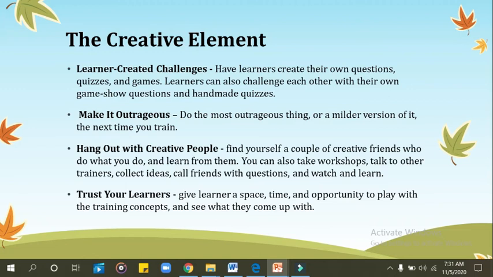Then, trust your learners. It's truly amazing how creative a group of learners can be. Given half a chance, with a few guidelines to follow and a number of options to choose from, they will surprise you every time.